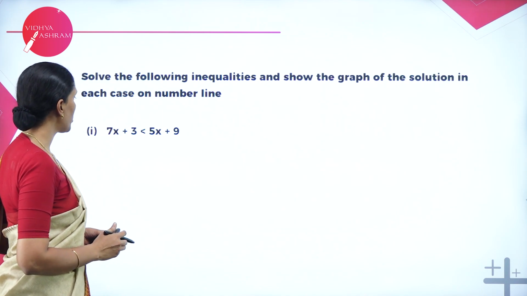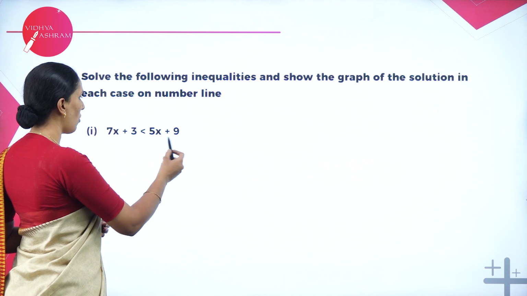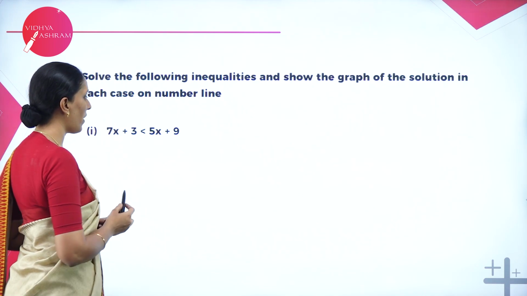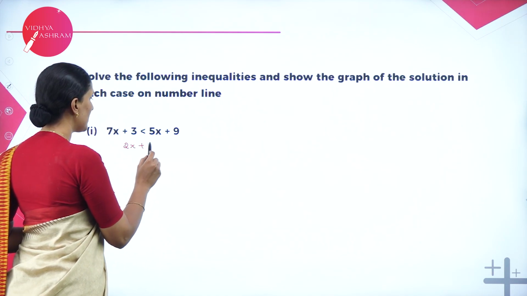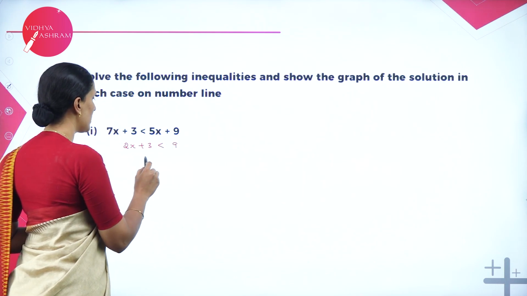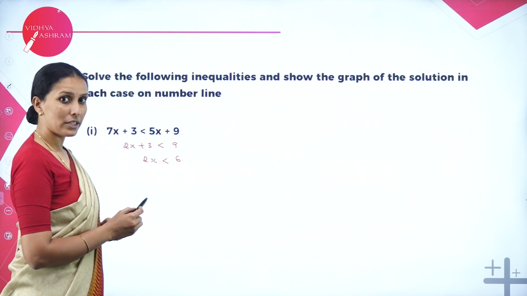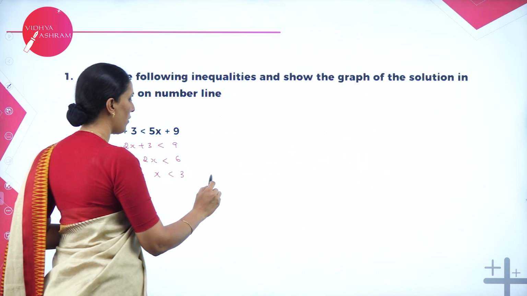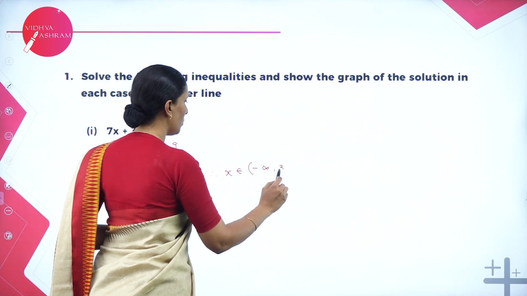So we have an equation here, 7x plus 3 less than 5x plus 9. So let us solve this inequality first. So here I'll subtract 5x on both sides. Then I'll get 2x plus 3 less than 9. Then I'll subtract 3 on both sides. I'll get 2x less than 6. Now I'll divide by 2 on both sides. I'll get x less than 3. So therefore, the solution of x is from minus infinity to 3.